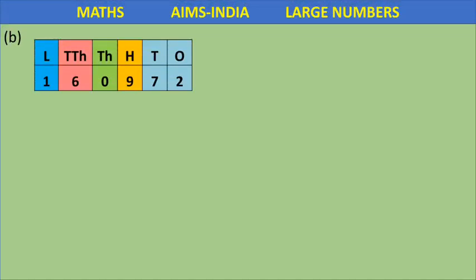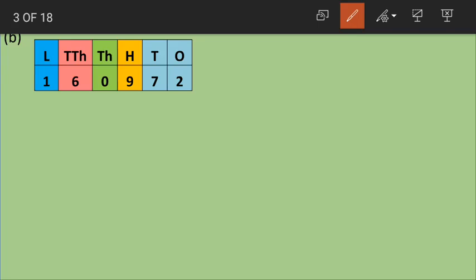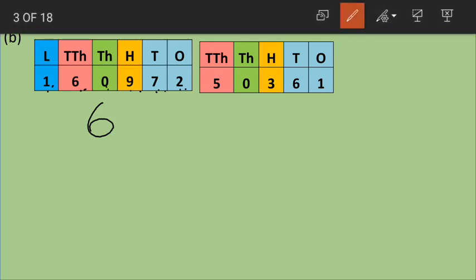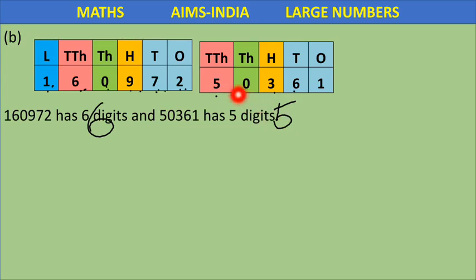Another example. First, look at this number here. How many digits does this number have? 1, 2, 3, 4, 5, 6. It has 6 digits. And how do we read this number? 1,60,972. Yes or no? Yes. Coming to the second number, it has how many digits? 1, 2, 3, 4, 5. It has 5 digits. Second number has 5 digits. And how do we read it? 50,361.